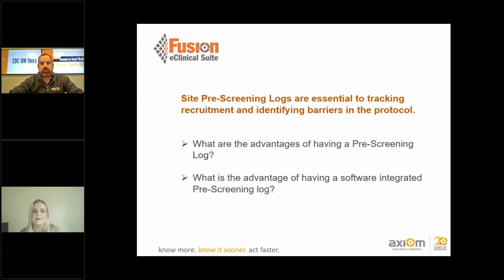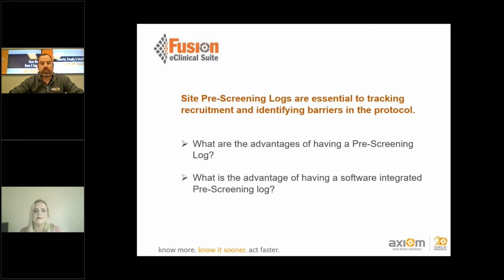The advantage of having a system like Fusion, where the pre-screening log is entered directly into the EDC platform, is that the study coordinators can be entering that information in real time as they're reviewing charts, but also recording eligibility, and just as importantly, lack of eligibility for patients who are considered for the study.